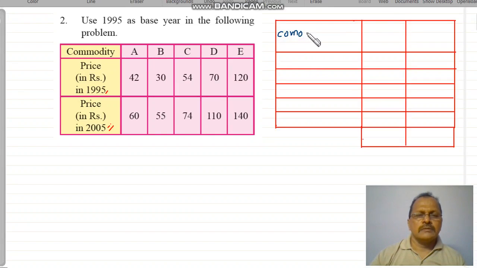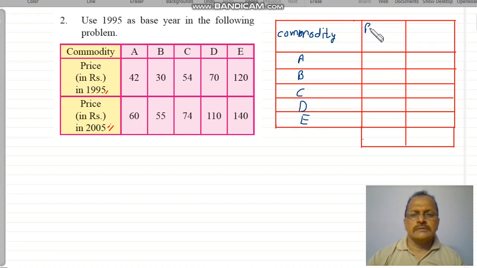Commodity A, B, C, D and E. Price in 1995 we are going to denote it by P0, and price in 2005 we are going to denote it as P1.